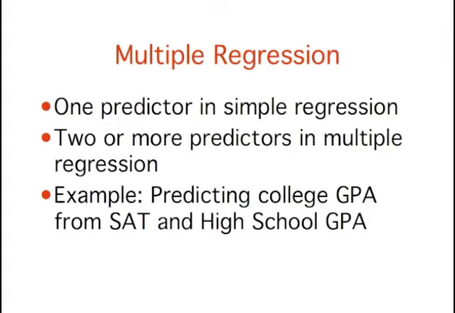In simple linear regression, a criterion variable is predicted from one predictor variable. In multiple regression, the criterion is predicted by two or more variables. For example, in the SAT case study, you might want to predict a student's university grade point average on the basis of their high school GPA and their total SAT score. The basic idea is to find a linear combination of high school GPA and SAT that best predicts university GPA.